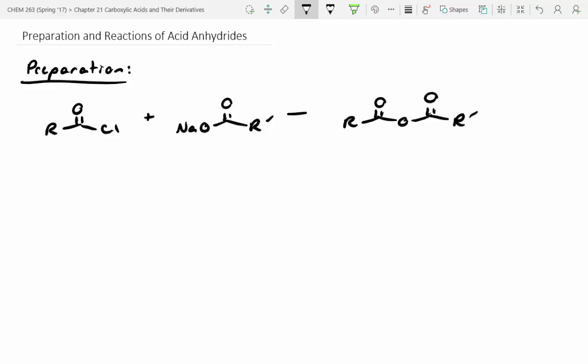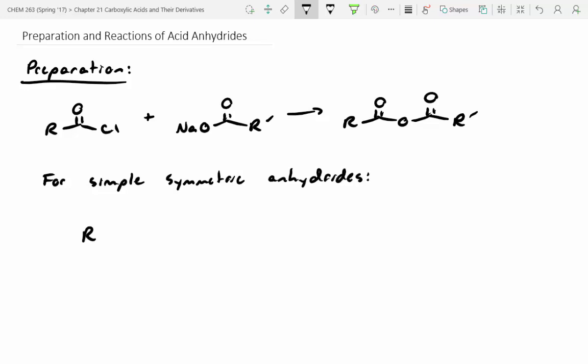And you can get this transformation to occur pretty readily. This is a really easy way. It can be used to make symmetric anhydrides, unsymmetric anhydrides. However, it's not used for the mass scale production of something like acetic anhydride. For really, really simple anhydrides, a different route is used.